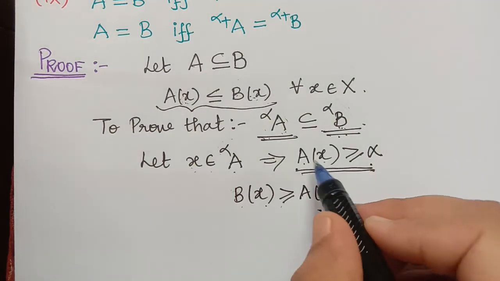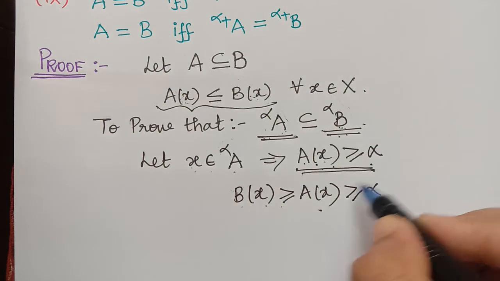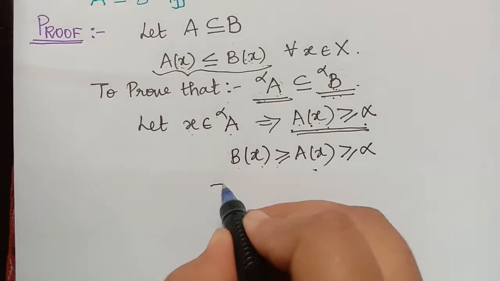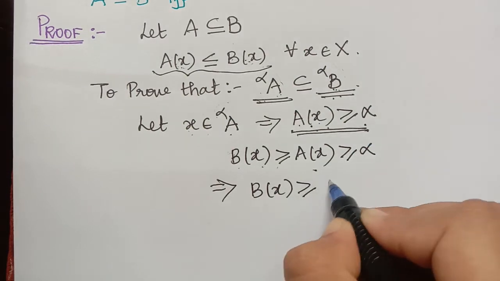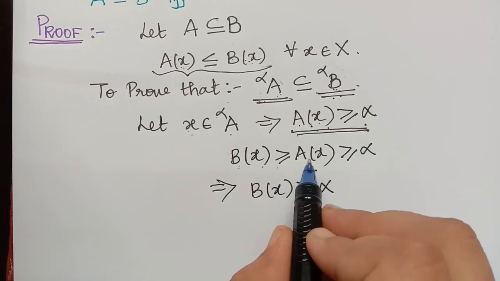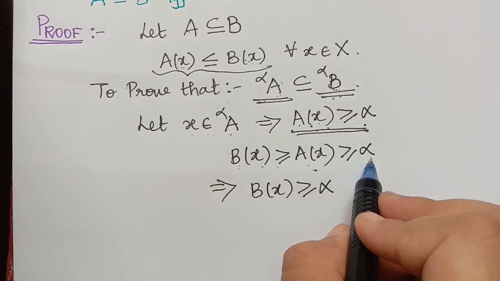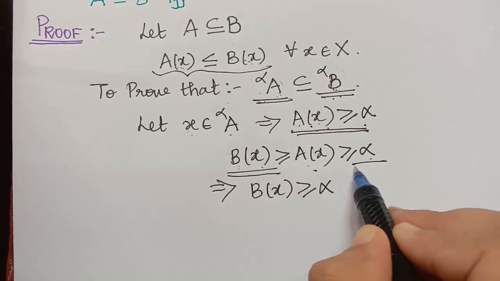Now this A of X, what we have here, is greater than or equal to alpha. So using this, we can say that B of X is greater than or equal to alpha, because B of X is greater than or equal to A of X, and A of X is greater than or equal to alpha. So we can conclude that B of X is greater than or equal to alpha.